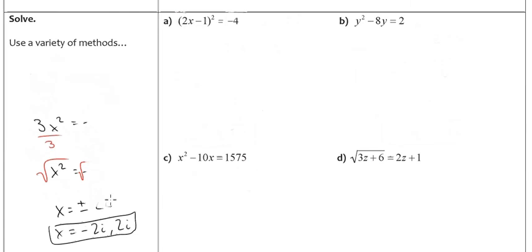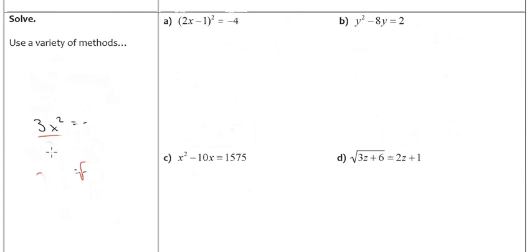So let's take a look at A, now that we have refreshed ourselves on basically taking the square root to solve a quadratic equation. This one's set up right away for taking the square root. We already have something squared right here. And so to start getting x by itself, we're going to take the square root of each side. That leaves us with the radicand in here. So 2x minus 1 equals plus or minus 2i, just like we saw a second ago.